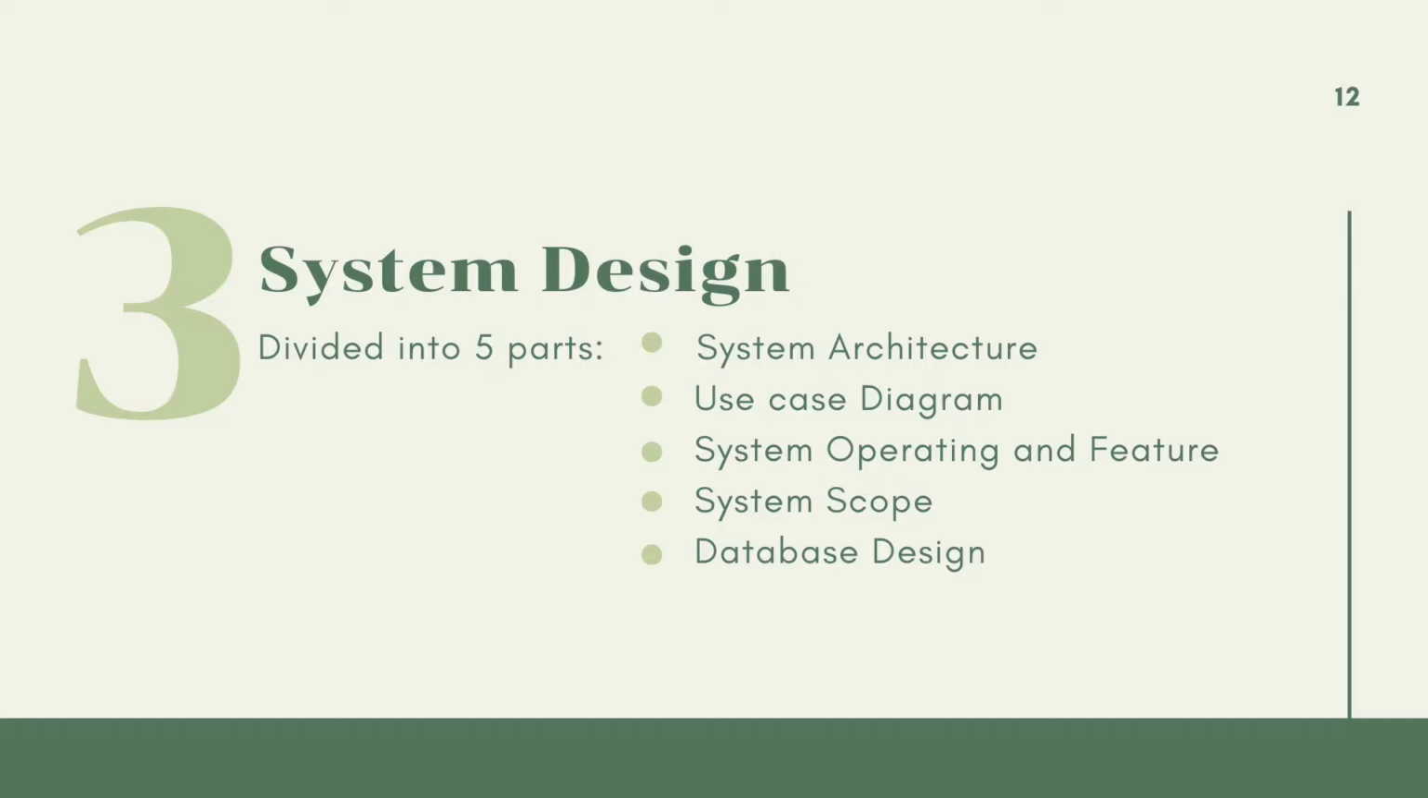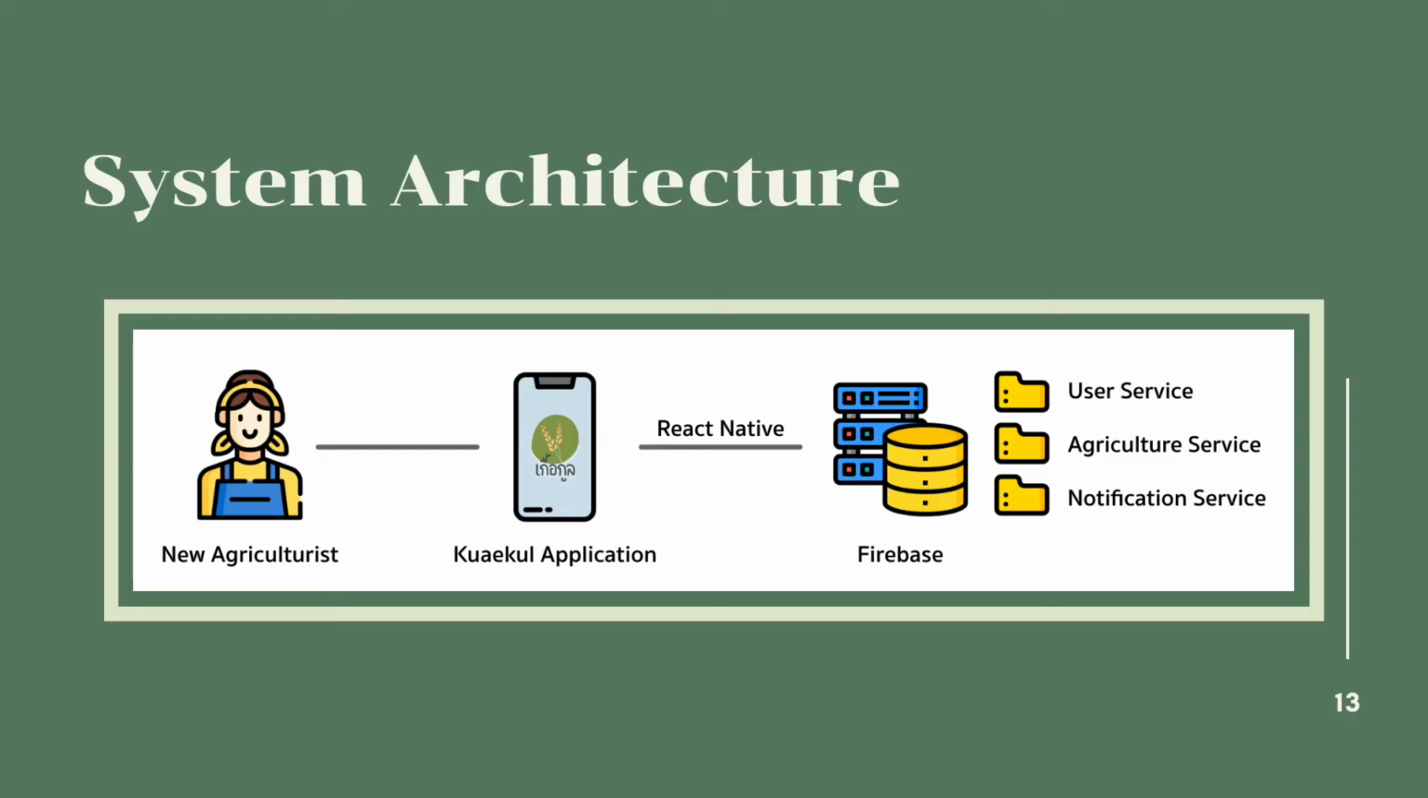In system design, we divided into 5 parts. 1. System architecture. 2. Use case diagram. 3. Application feature. 4. System scope. 5. Database design.